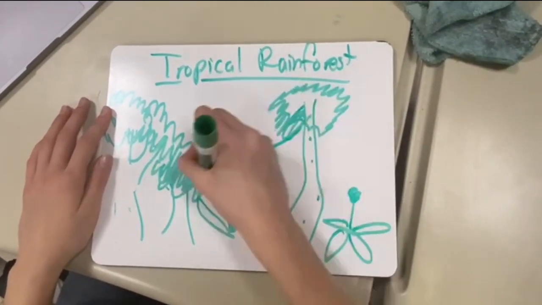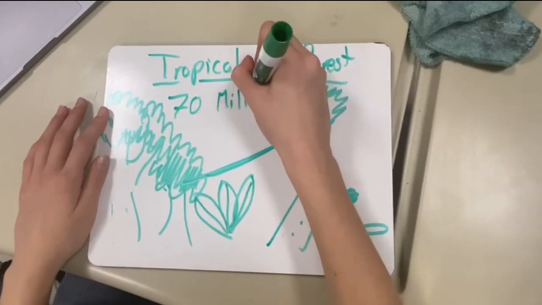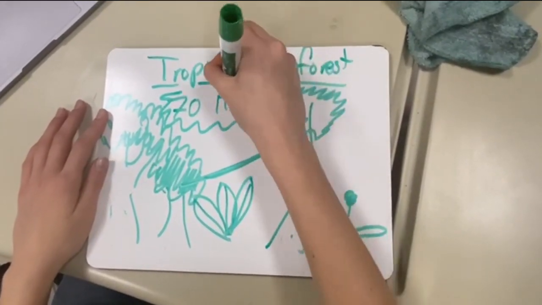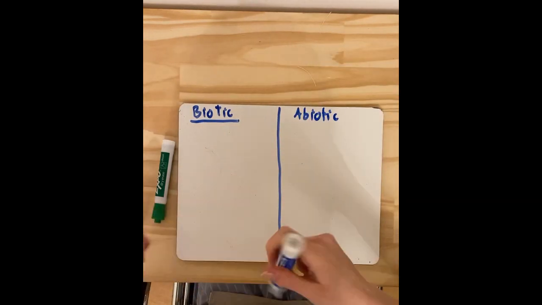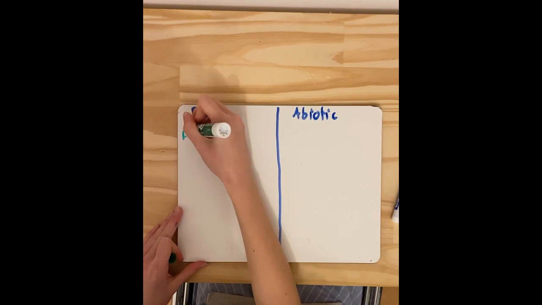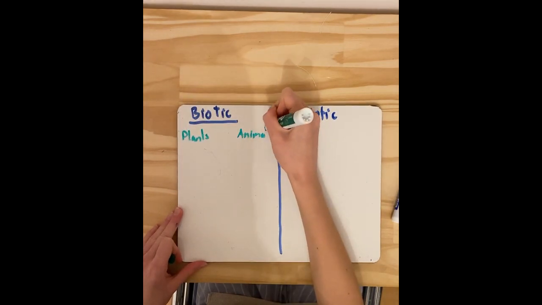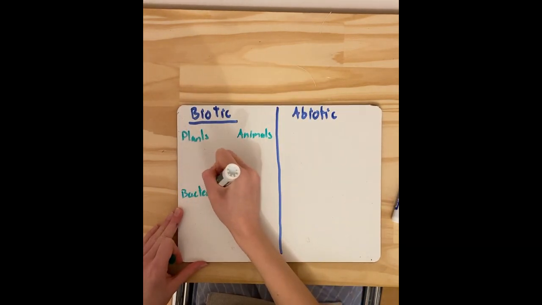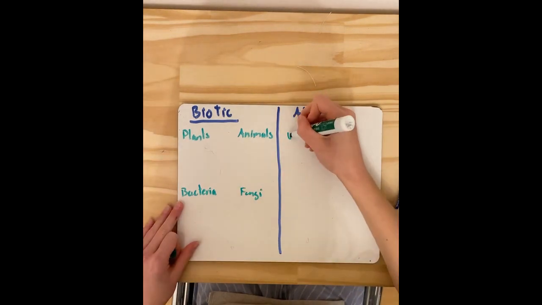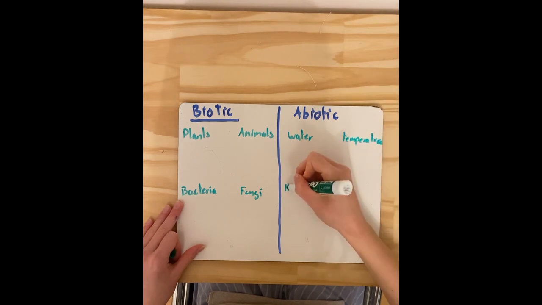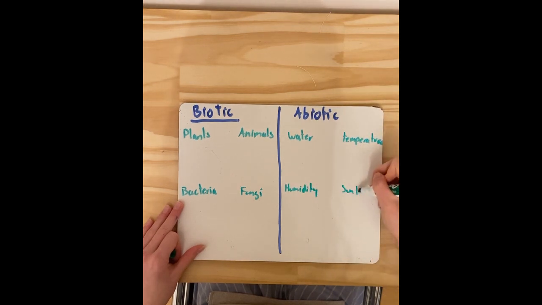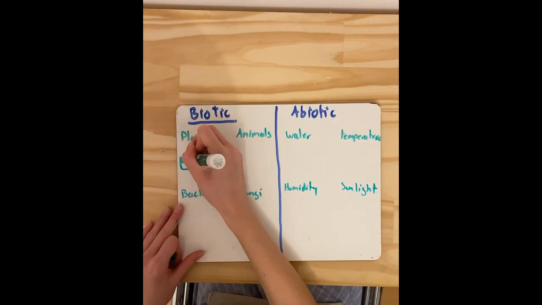Did you know that the rainforests have graced our planet for over 70 million years, making them one of the oldest living ecosystems? To truly understand the rainforest, we must first look at the biotic and abiotic factors. Biotic factors focus on living organisms within an ecosystem, such as plants, animals, fungi, and bacteria. Meanwhile, abiotic factors are all the non-living elements that shape the environment, including water, temperature, humidity, and sunlight.